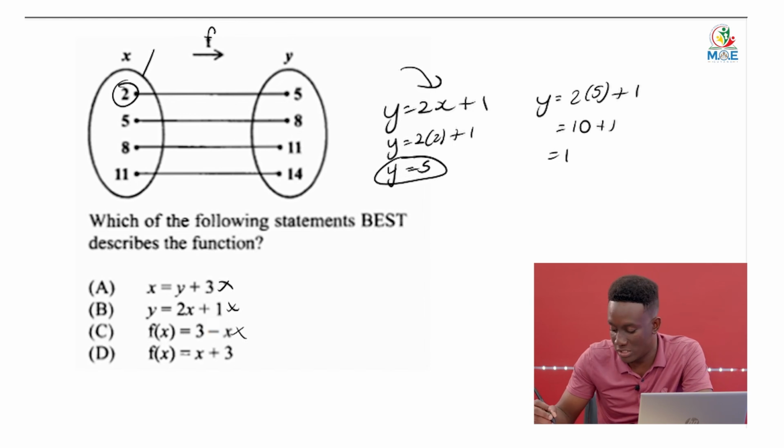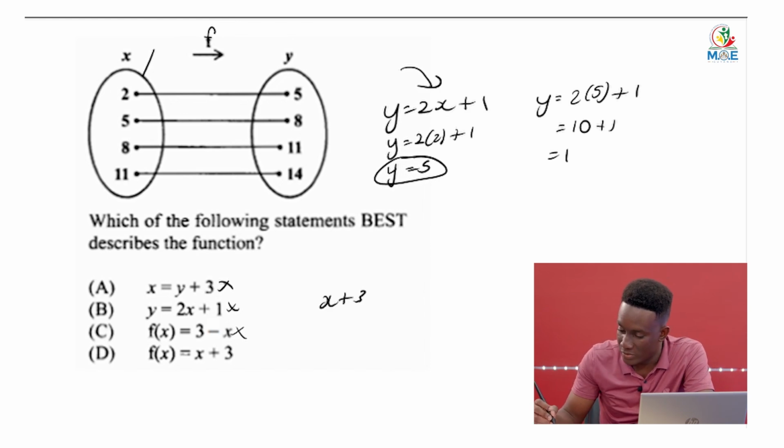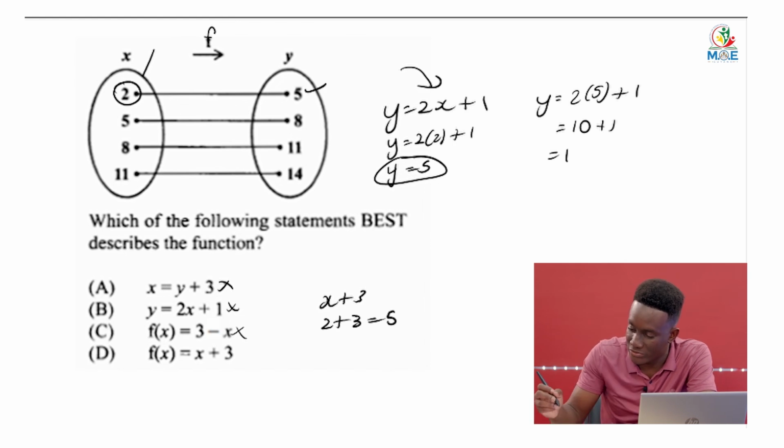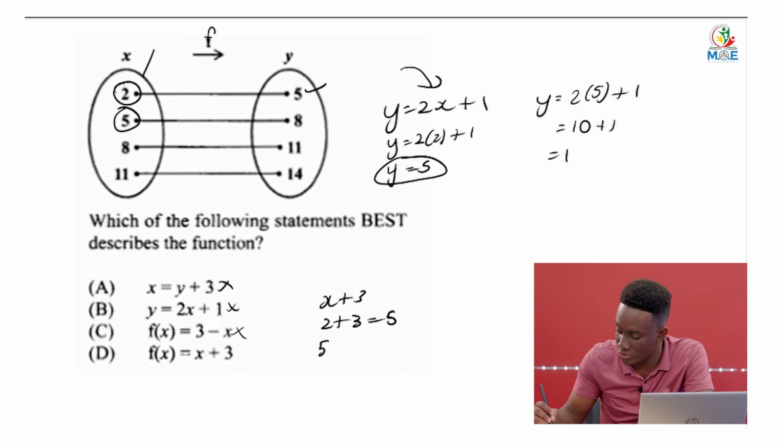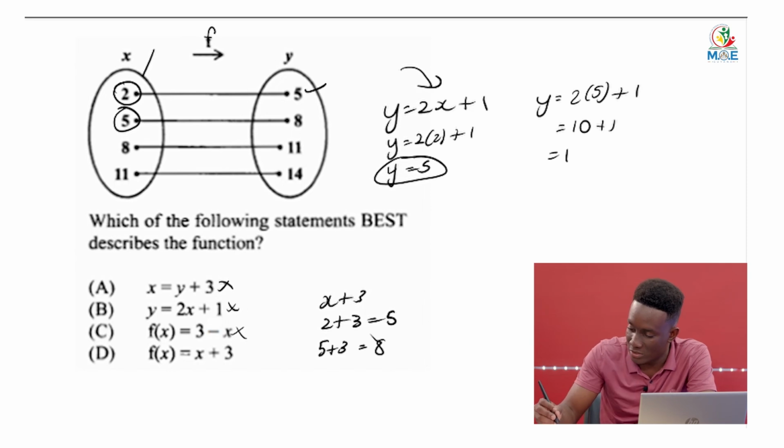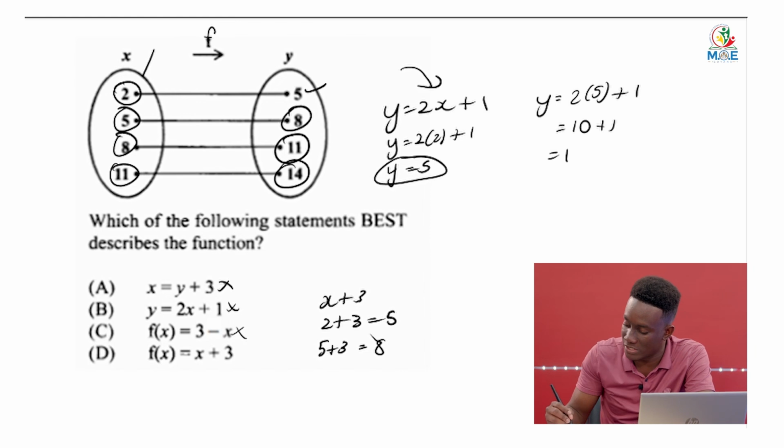So let's substitute D. f of x is equal to x plus 3. Let's put in 2 in the function. So 2 plus 3 will give me 5. That holds there. So let's try 5 plus 3, which will give me 8. So that holds again. 8 plus 3 would give me 11. 11 plus 3 would give me 14. So indeed this holds. So the answer is D.